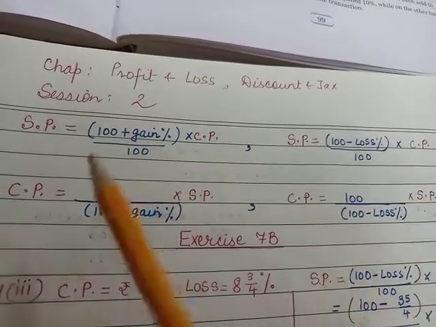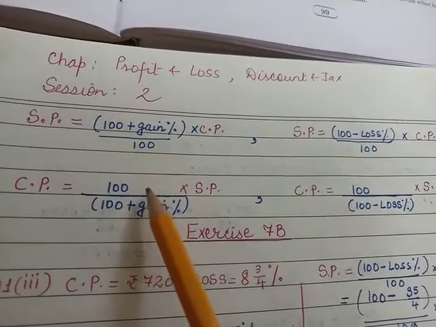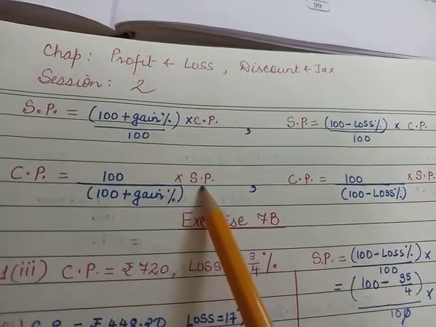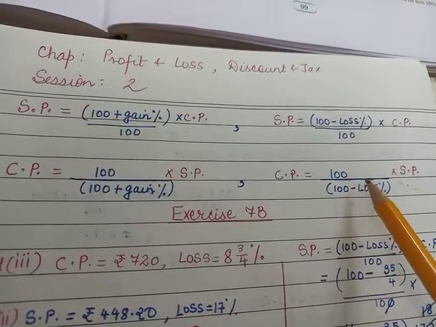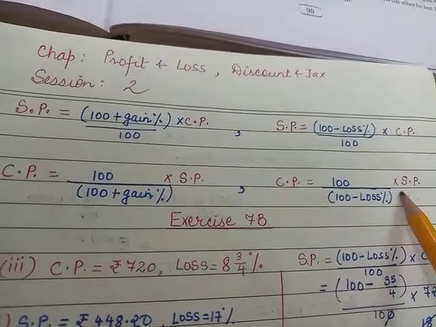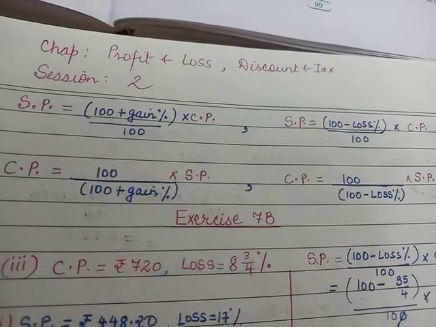Similarly, the formula for the cost price becomes 100 upon (100 plus gain percent) into selling price. And in the case of a loss, it becomes 100 upon (100 minus loss percent) into selling price. Now we discuss the questions of exercise 7b.